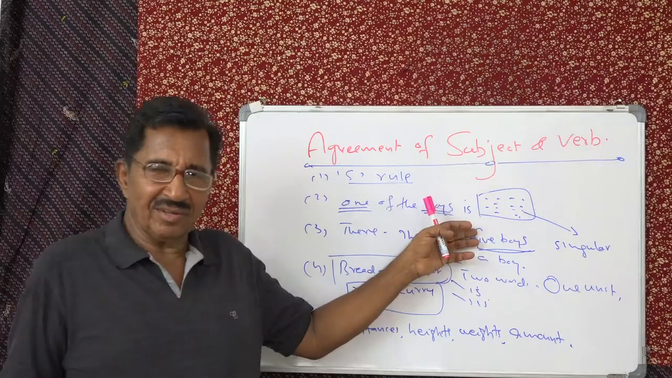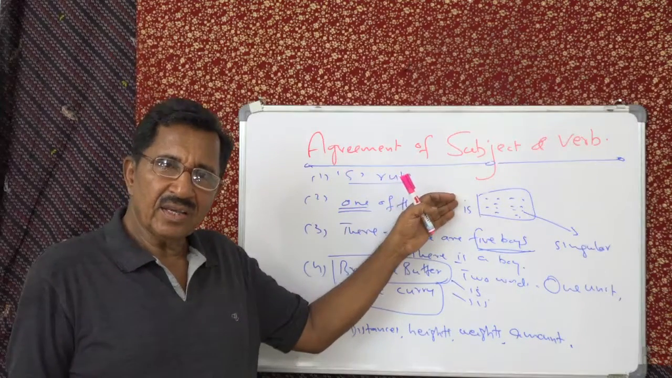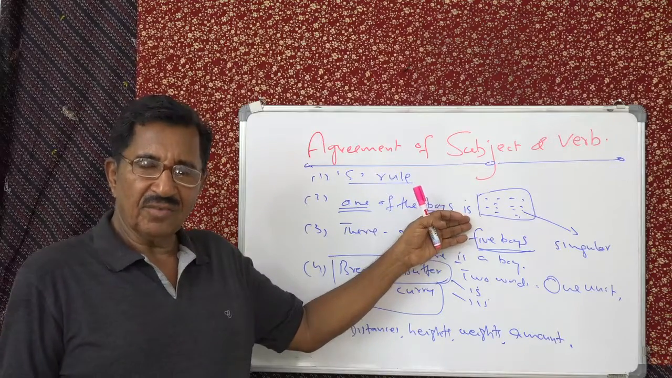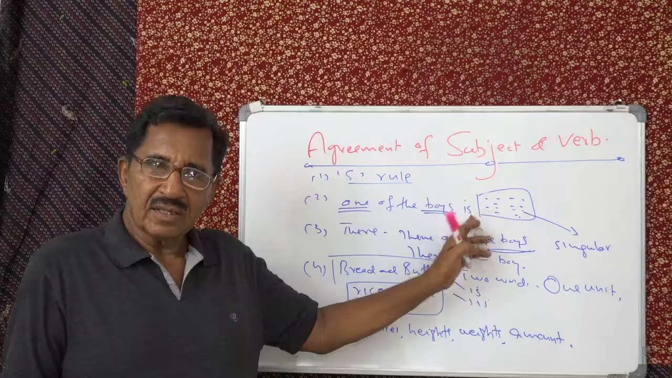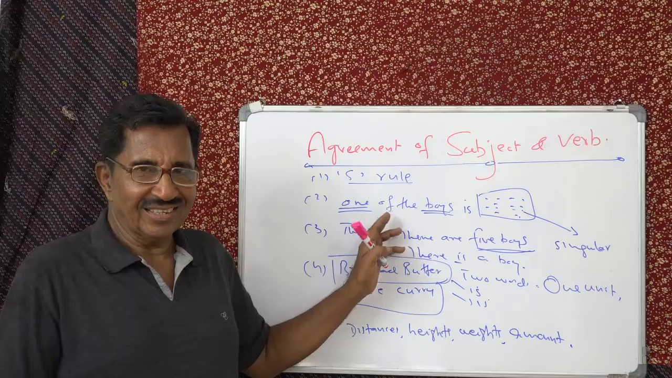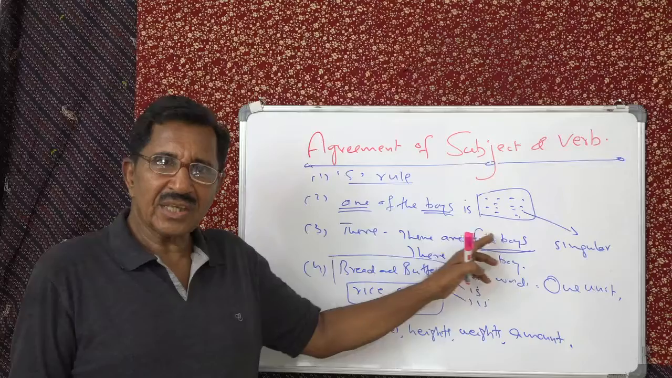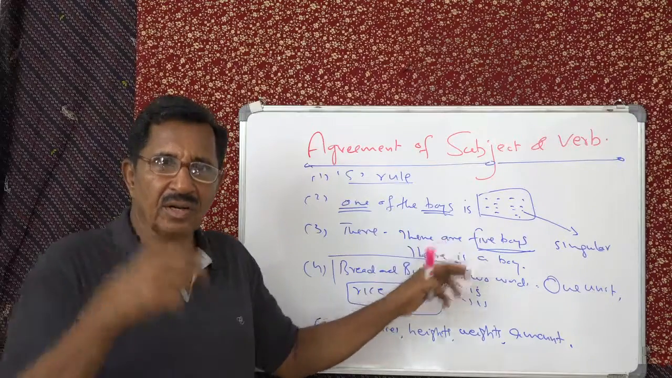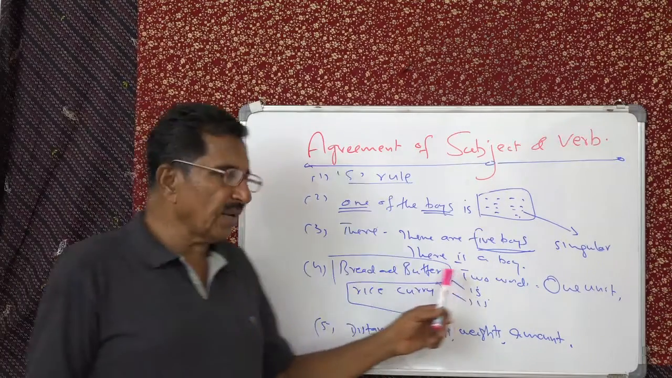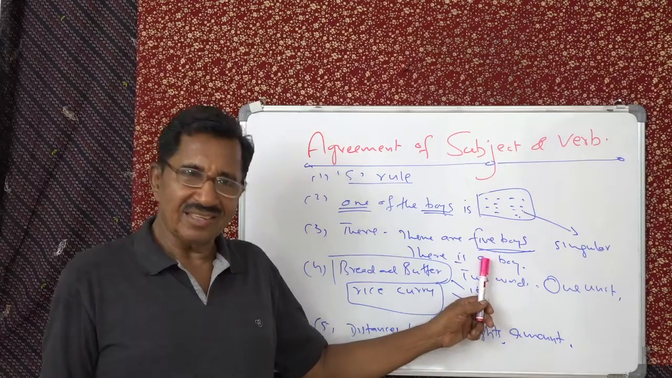There should be agreement between them. You cannot say a boy go. A boy goes. If you say a boy go, that means the verb is plural and the subject is singular. That is not allowed. In this case also, one of the boys are, the subject is singular and the verb is plural. So that's not possible. This is agreement. And then, if you say there are a boy, there is no agreement, because the real subject is a boy.